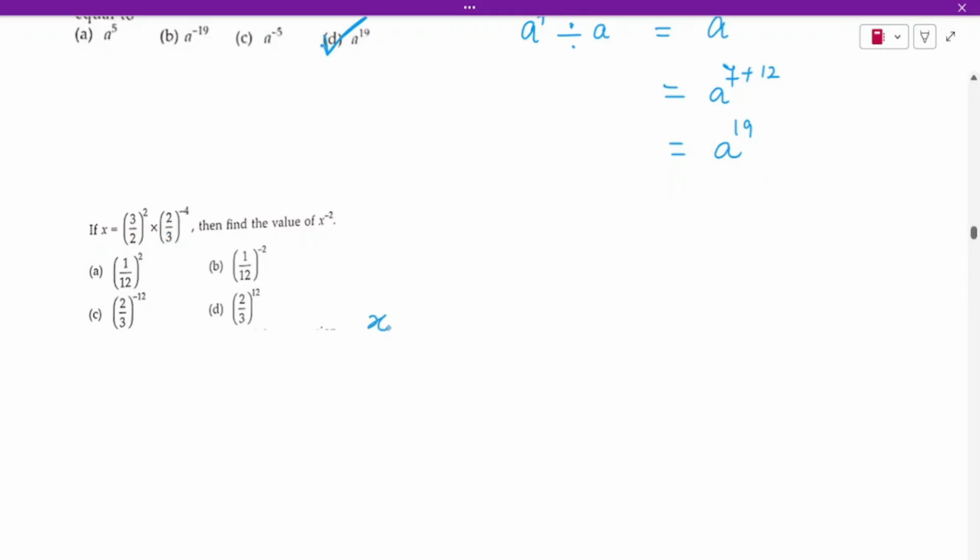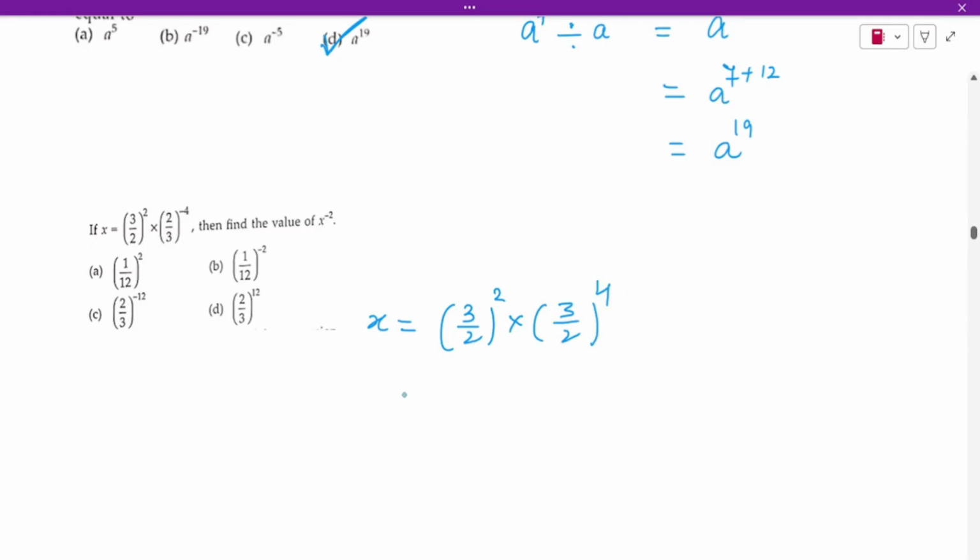So we can write this as x is equal to (3/2)^2 times (2/3)^-4. If we are taking the reciprocal of this, then it will become 3/2 raised to the power, whatever the power is, we just need to change the sign of that. So this is minus 4, so it will become plus 4, right?